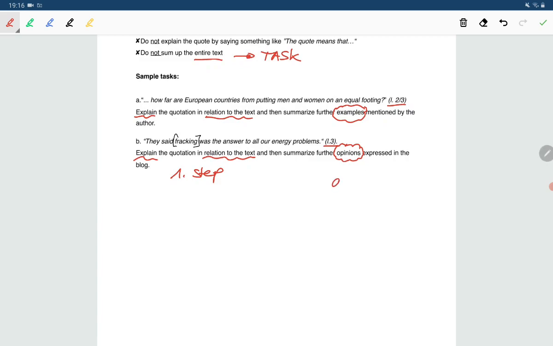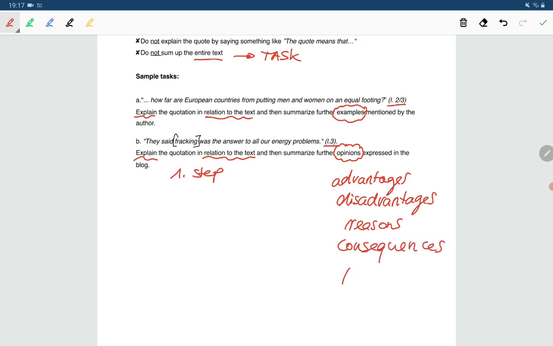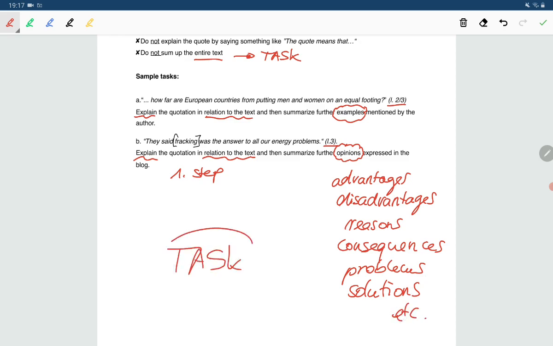Alternatives could be advantages and disadvantages of something. There could also be reasons for something or consequences of a certain development. There could be problems mentioned in a text. There could be solutions. Of course, there are other possibilities as well, so it's always important to check out your task.